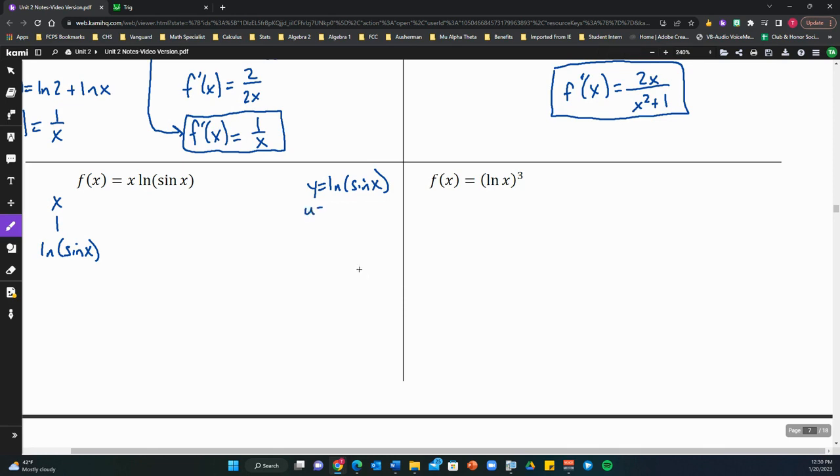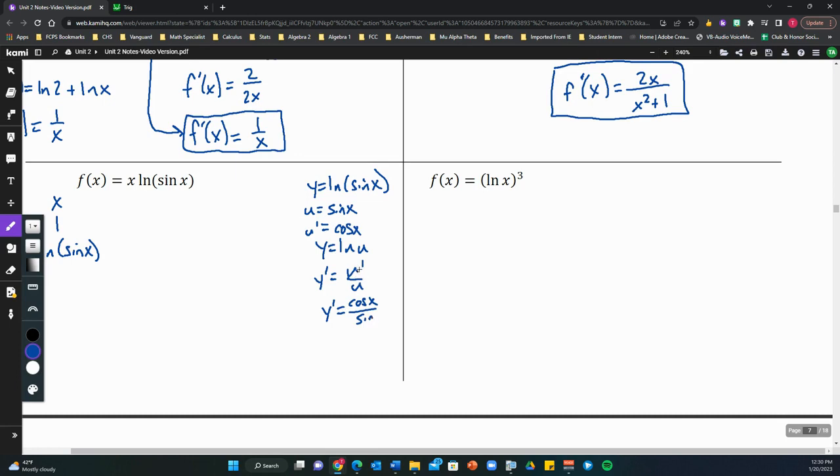So looking at this, my inside u would be sine of x. u prime would be, oops, sorry, cosine of x. So then this is really y equals natural log of u. So y prime will be u prime over u, or we get cosine of x over sine of x. And that guy is actually, using a trig identity, the same thing as cotangent of x. So that is actually the derivative here.